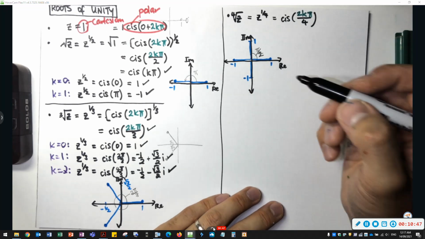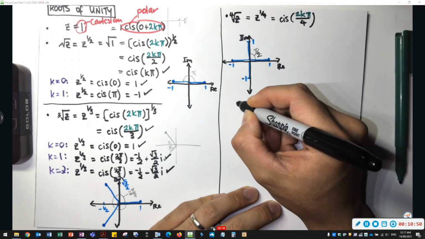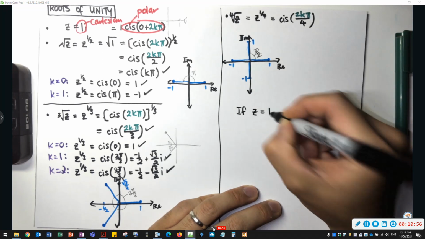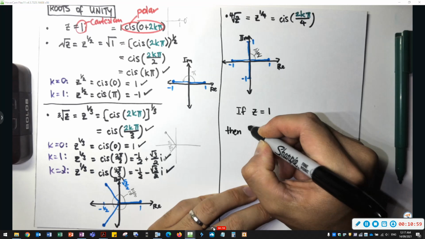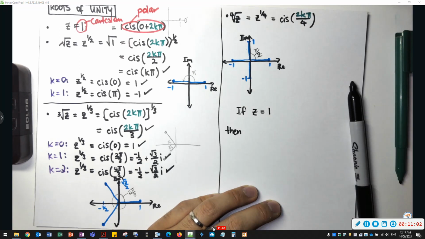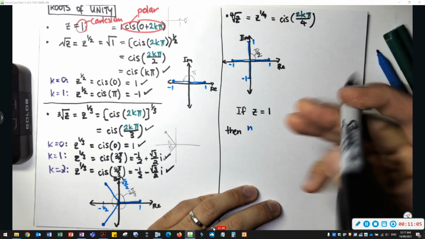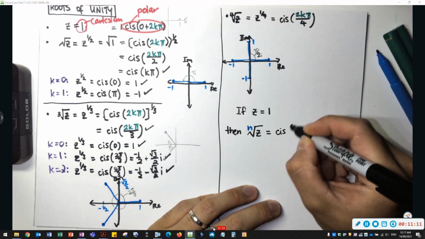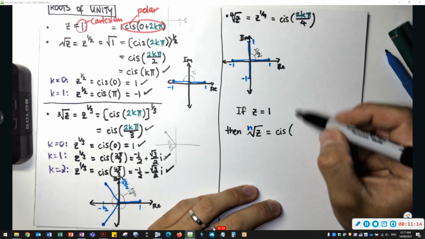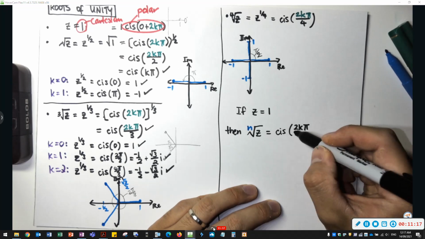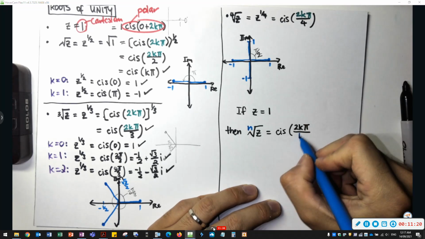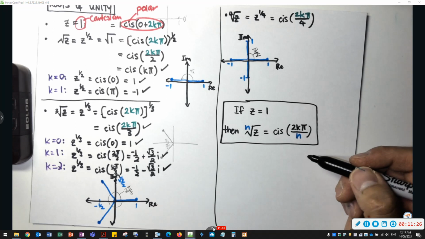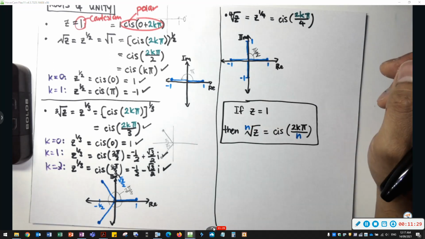So maybe we can write a rule. Roots of unity. If z equals 1, then the nth root of z, or the nth root of 1, equals cis 2k pi over n, and all the roots are equally spread around the complex plane.